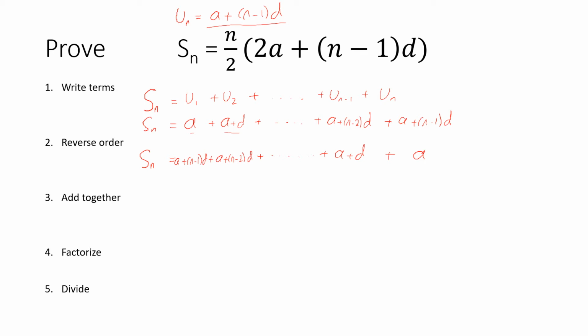Now the second thing we're going to do, or the third thing, sorry, is we're going to add these two steps together. So on the left-hand side, we're going to end up with 2 lots of Sn, and then we're going to be really careful about how we add these together.